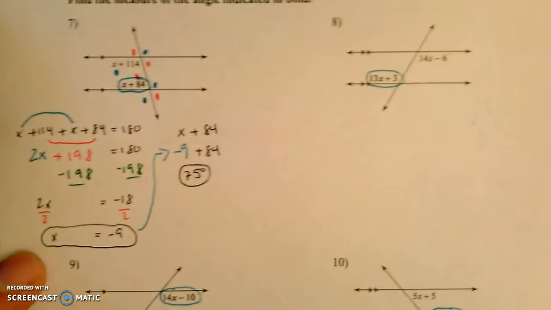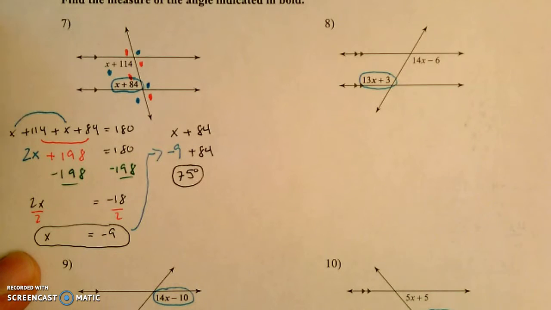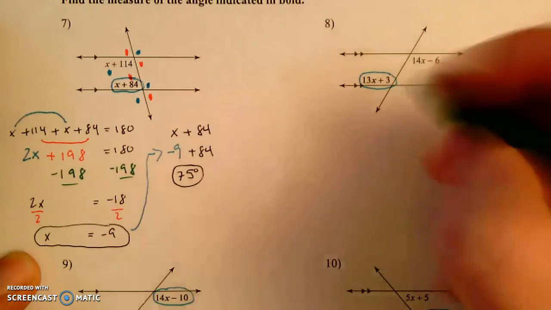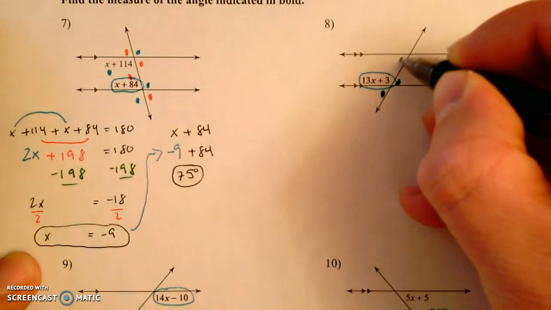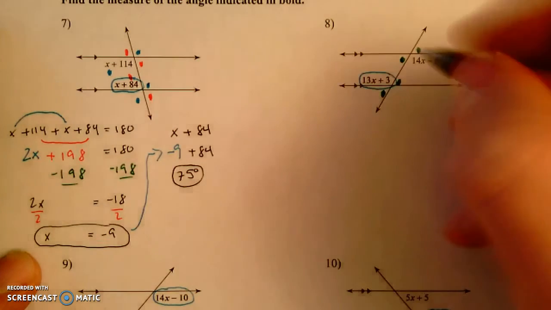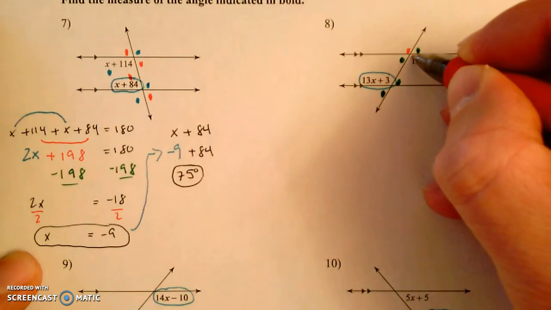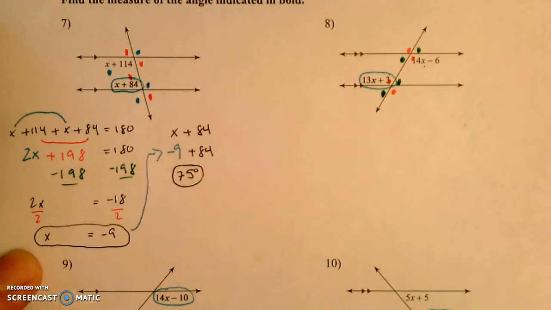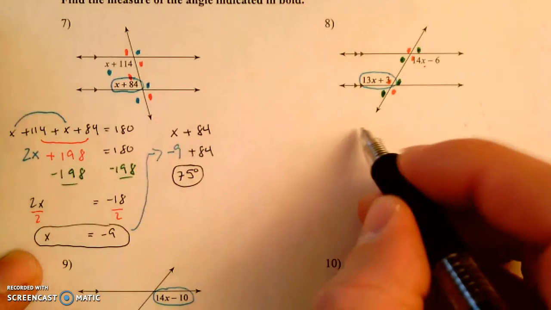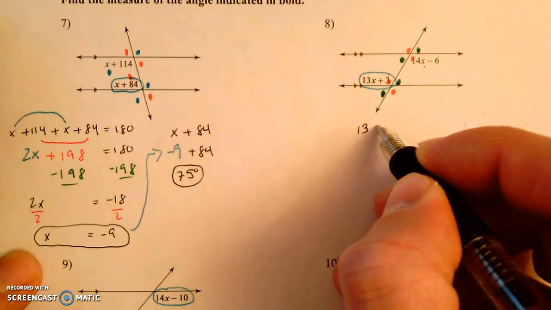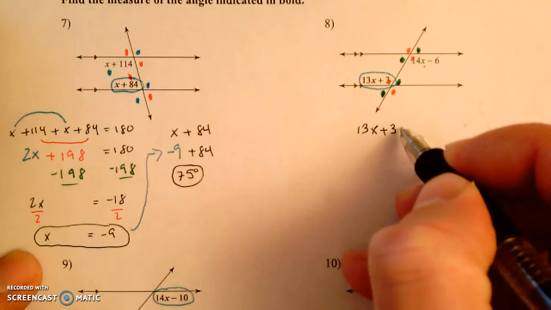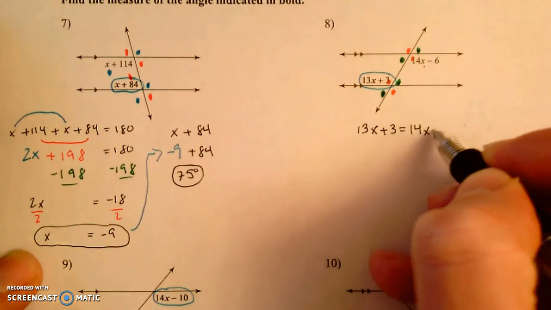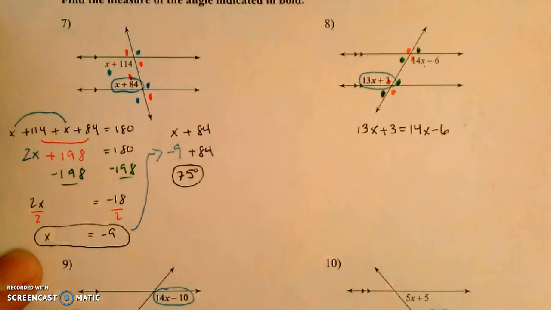Let's do one more. For number 8, I'm going to go through our zigzag pattern here. Green, green, green, green. Go in the other direction. Red, red, red, red. You see that both our angles in this case are red angles. So we're going to set it up that they're congruent. So 13x plus 3 equals 14x minus 6.